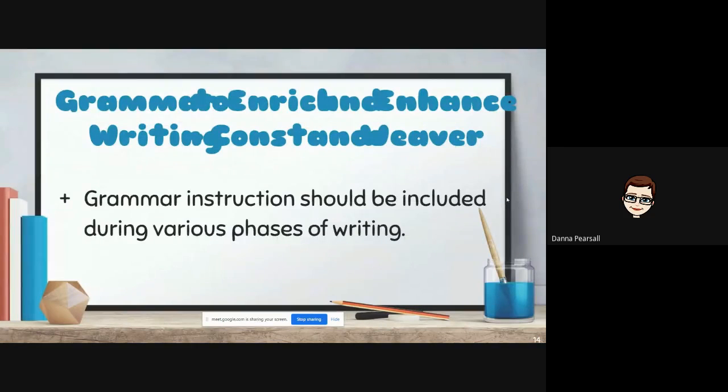And grammar instruction should be included during various phases of writing. And I'm going to talk about that in a minute. And not just phases of writing, but different types of writing. Like I know that you've heard about writing to learn, writing to demonstrate learning, all the different types of writing a student does. And you can include grammar instruction in all of those. It does not have to be only in an official three-draft essay that they write. It can be just a journal writing, and you could include some grammar instruction there.